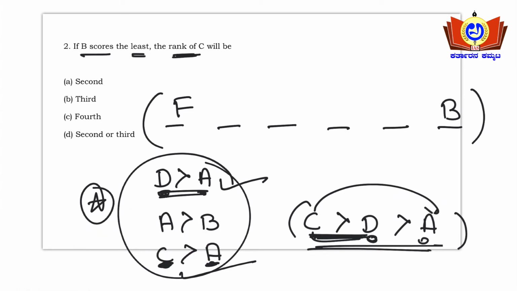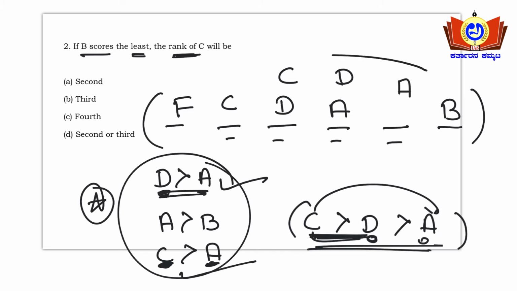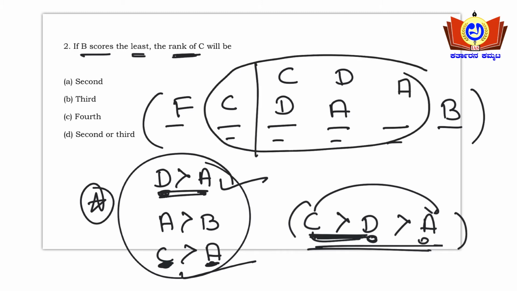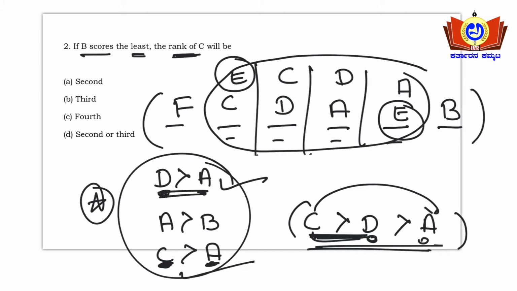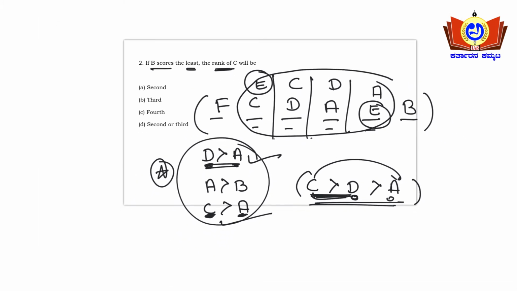Hence, amongst the 1 2 3 4 positions, we can write C is greater than D and A here, or else C is greater than D and A. So these two conditions I'll be getting here, yes or no? And if the first condition holds, then E will be replaced here, or else E will be written here. So there are two possibilities: the position of C will be either second or third. So option D is the right answer here.